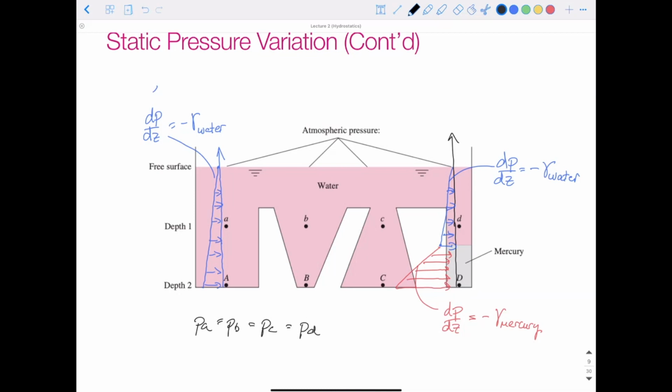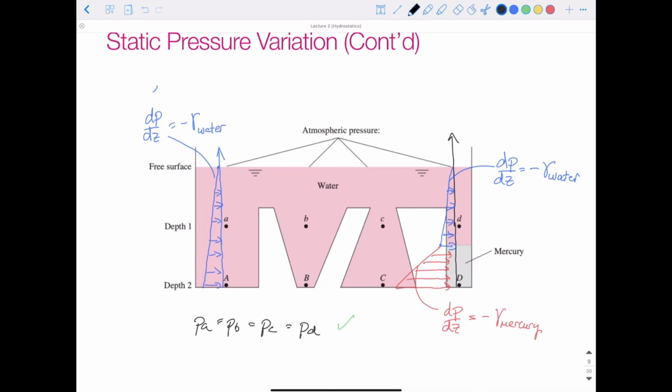There's continuous water connecting them, so we can draw a line continuously connecting all these points without traveling through a barrier or a different kind of fluid. So we can say, yes, that's good. So yes, the first statement here, the pressures at lowercase a, b, c, and d are all equal.